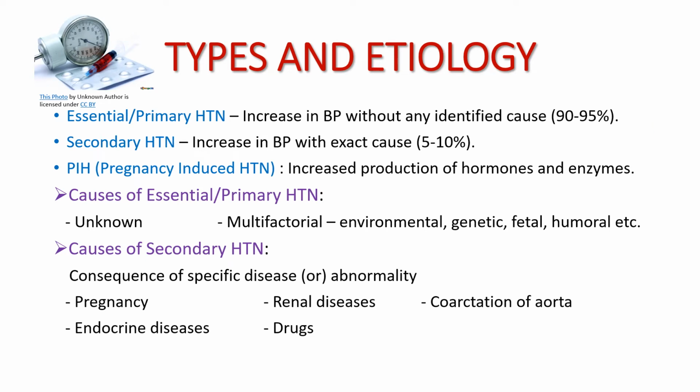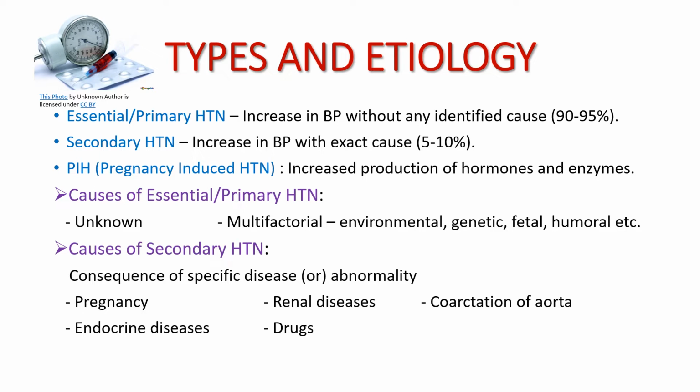Now let's talk about the types and the etiology of hypertension. We have primary hypertension, secondary hypertension, and pregnancy-induced hypertension. In primary hypertension, which we can also call essential hypertension, there is an increase in blood pressure, but we don't know the exact cause behind it. Also, it can be seen in almost 90 to 95% of the total number of hypertensive cases.